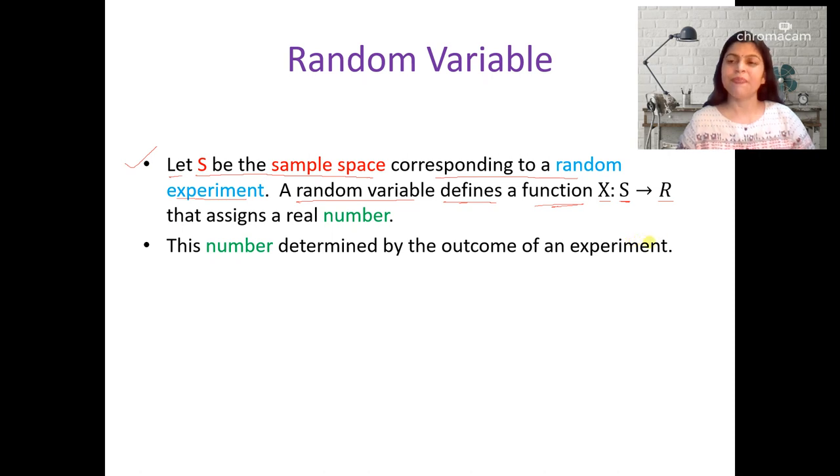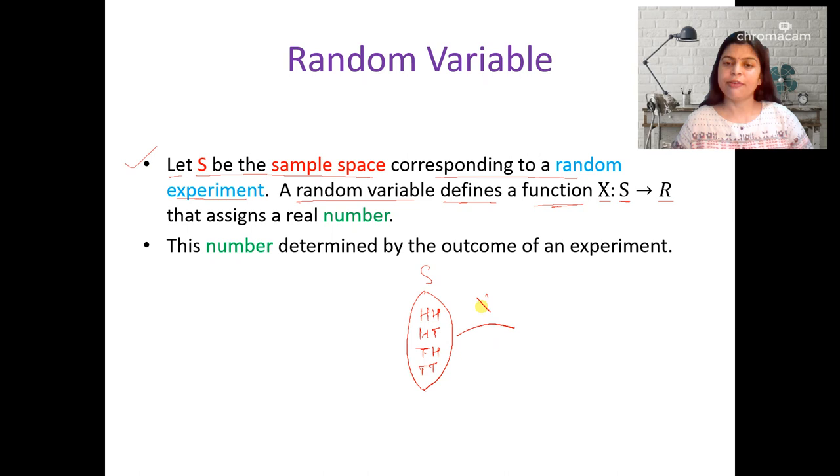Okay, for example, suppose we are conducting an experiment in which we are interested in the number of heads. Fine. So suppose we are tossing two coins together. What would be our sample space? Our sample space would be head head, head tail, tail head and tail tail.